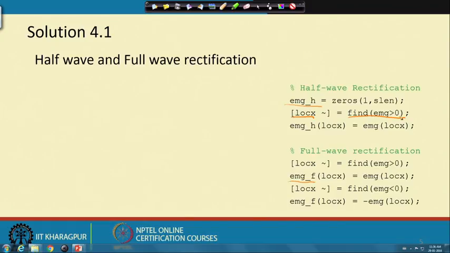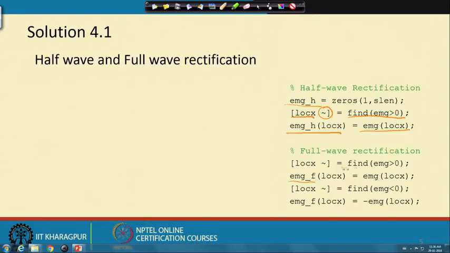And here the value is not needed, so we have given a tilde, that is, we do not store that. For those locations, now what we are doing? We are assigning the value of the EMG signal. So, the positive half is restored, or rather preserved. The negative half, where the value is negative, has been assigned 0, so it has gone to 0.